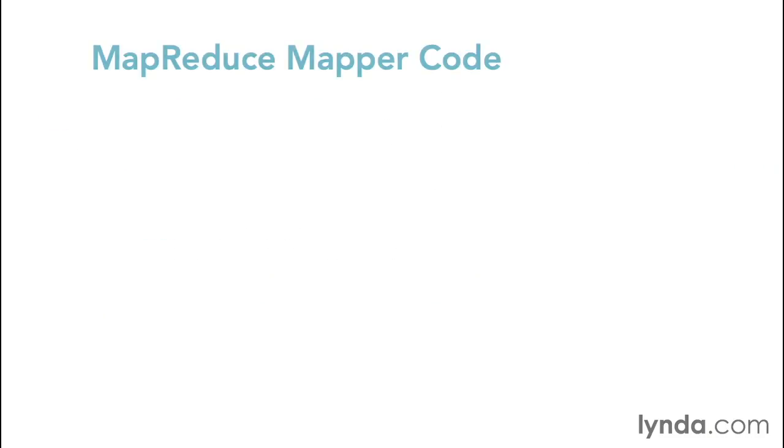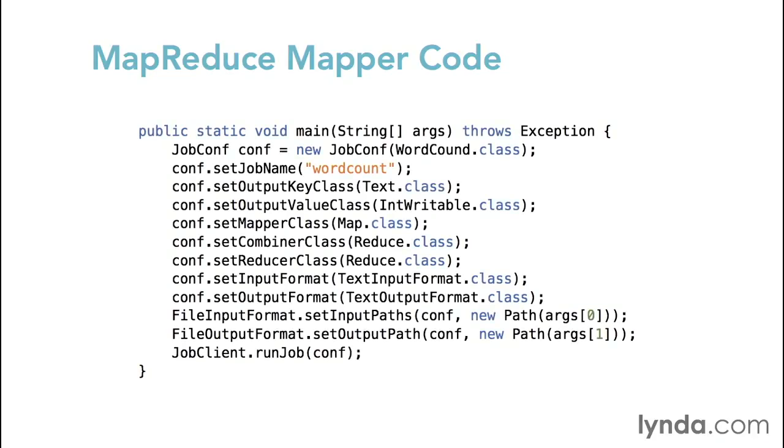To run this in MapReduce 1, you write a main method, and inside of it, you create an instance of JobConf, or job conf, and you pass in the WordCount.class. And then you set the job name, set the output key class, the output value class, the mapper, the combiner, the reducer, the input format, the output format, the file input format, the file output format, including the path, and then you run the job.